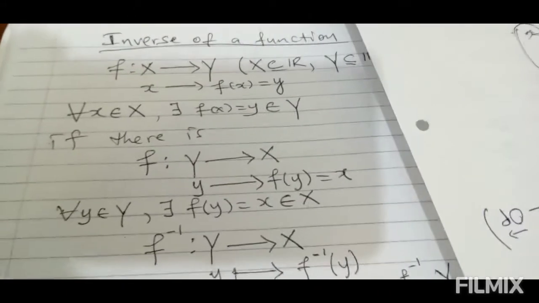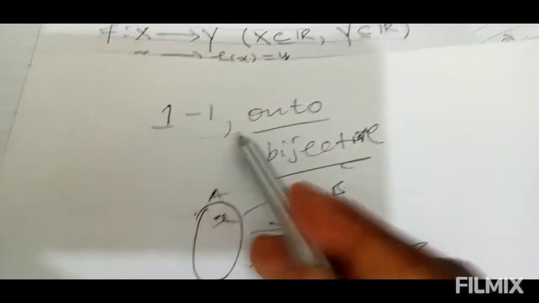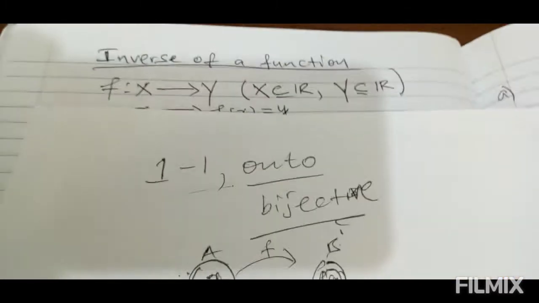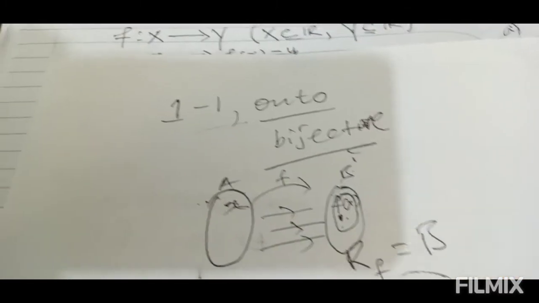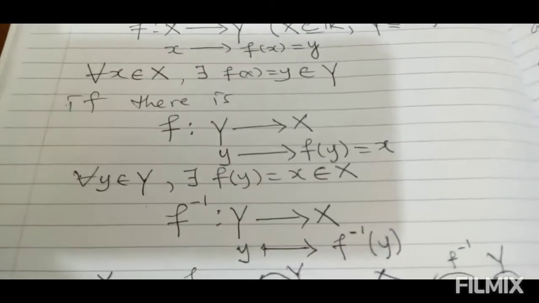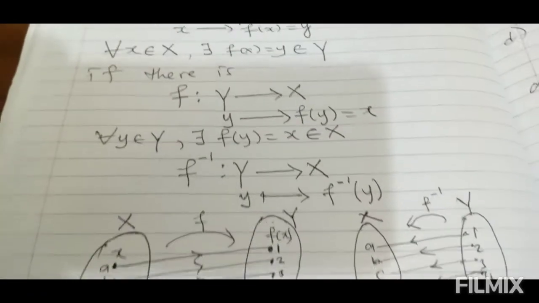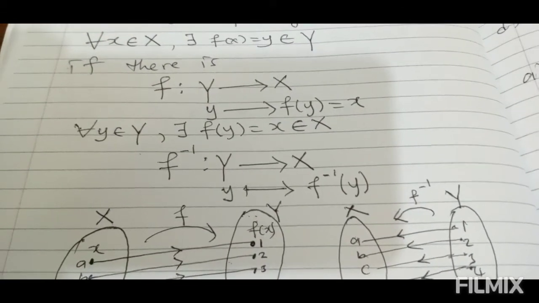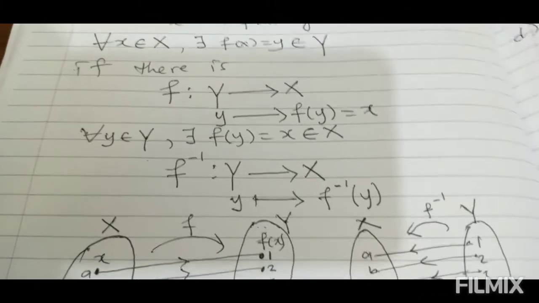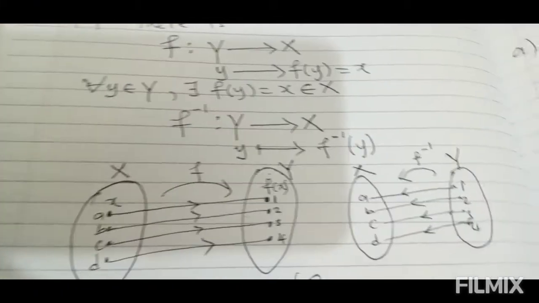So for a function to have its inverse, that function has to be 1 to 1 and onto, or bijective. The function has to be 1 to 1 for it to have its inverse, okay? So functions which are 1 to 1 have an inverse, okay?